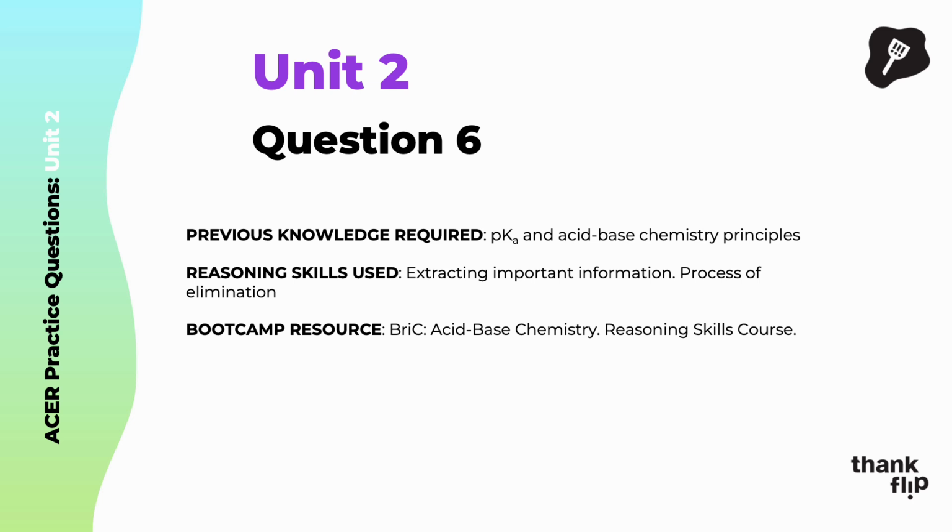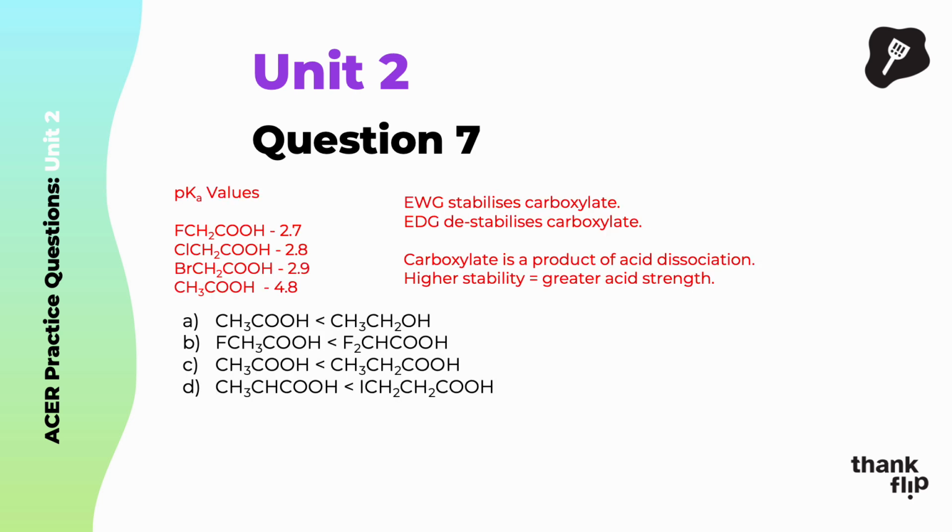So as I said before, knowing your pKa and acid-base chemistry principles is prerequisite knowledge here, and it's really your bread and butter for the GAMSAT chemistry. So a resource on the Bootcamp that can be useful for this is the acid-base chemistry bridging course and content in action. And some reasoning skills that were used here were extracting the important information, as well as process of elimination, which you could have used. And these skills can be developed through the reasoning skills course on the bootcamp. So moving on to the next question.